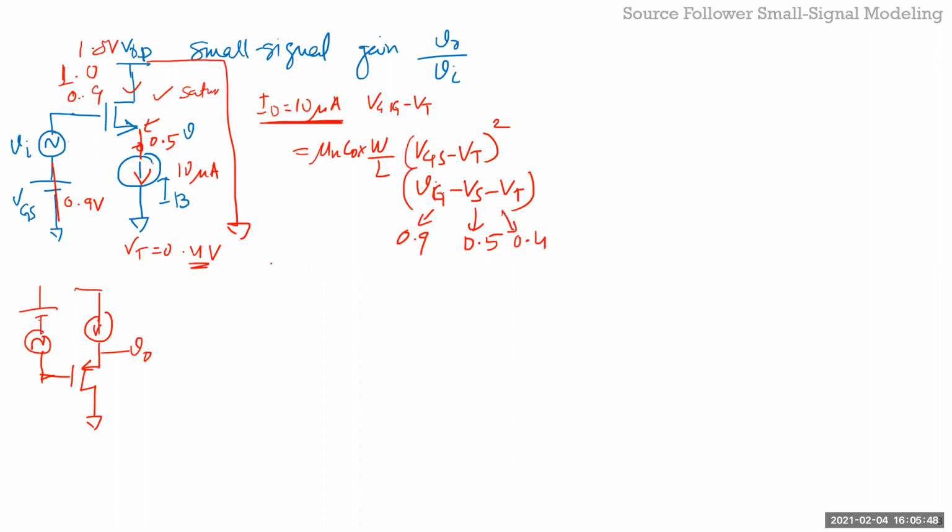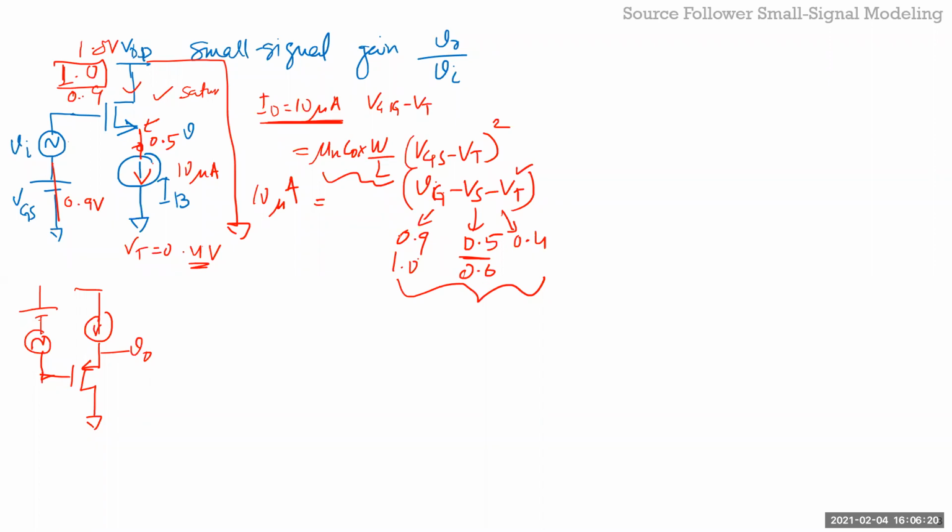Correct? Now, when I change this to 1 volt, so VG goes to 1 volt, this current still has to be 10 microamps. This is not changing. Mu n C ox W by L is the same. VT is obviously not changing. VG is 1. That means what should be VS so that this quantity is exactly the same? 0.6, right? So this has to be 0.6 because 1 minus 0.6 minus 0.4 will be close to 0.